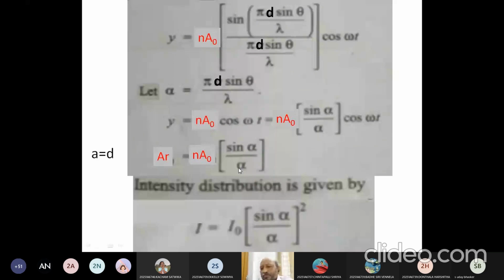Now the intensity distribution is given by I is equal to I naught, that is n square A naught square. I naught is nothing but n square A naught square, sine alpha by alpha whole square. This is the intensity distribution expression. Now, what is the condition for maxima?